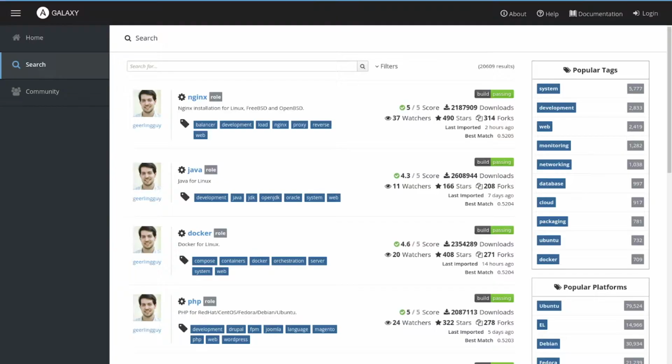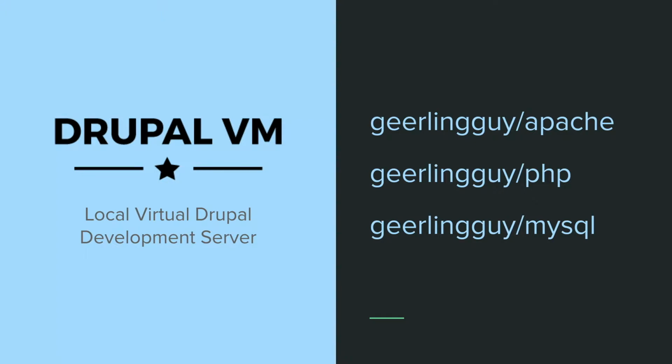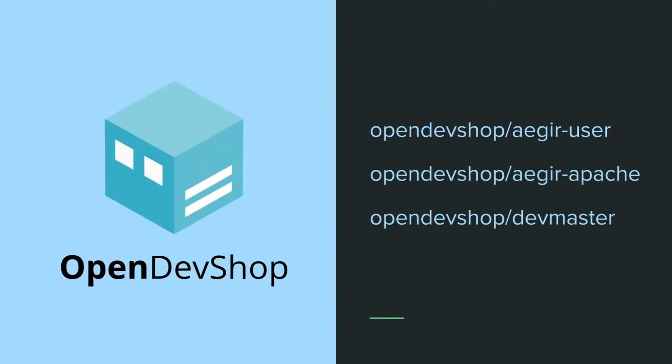Jeff made an incredible amount of Ansible roles for just about everything. I didn't even search for him. You go to Ansible Galaxy and he's on the first page, right? So any of these roles are great. Drupal VM uses Apache, PHP, MySQL. DevShop uses those plus a couple more, just to make sure the Aegir user is in place so it can do some of the self-automation stuff.